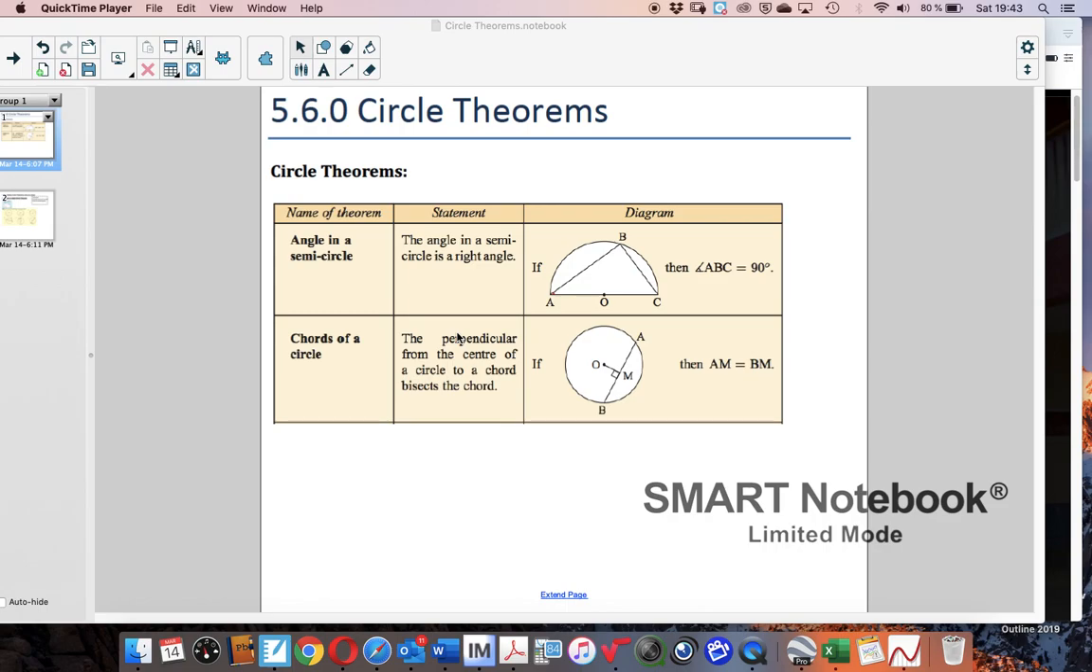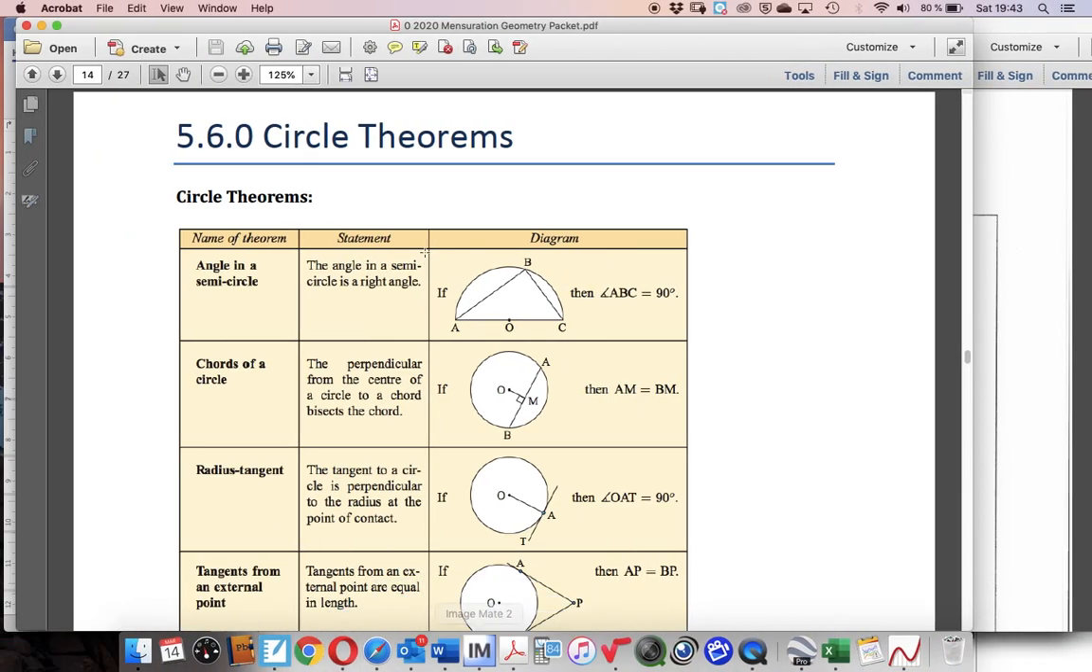Hello, grade 10. So we're now going to start the next part of our unit, which is called circle theorems. If you go to page 14 of your packet, then you will see that there are a number of properties that hold within a circle. And we're going to see what these are one by one, okay?